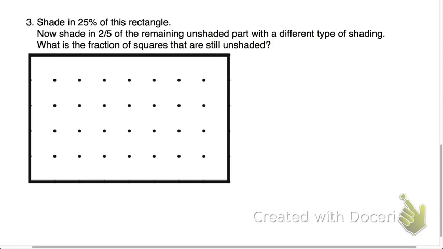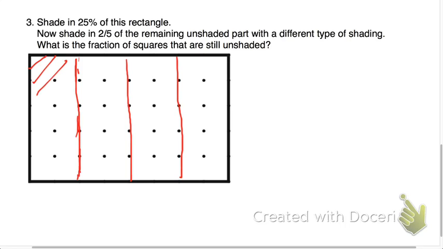Alright, this problem says shade in 25% of this rectangle. So 25% is the same as 1/4. So I'm going to divide this rectangle up into 4 equal pieces. And I will shade 1/4 of it.